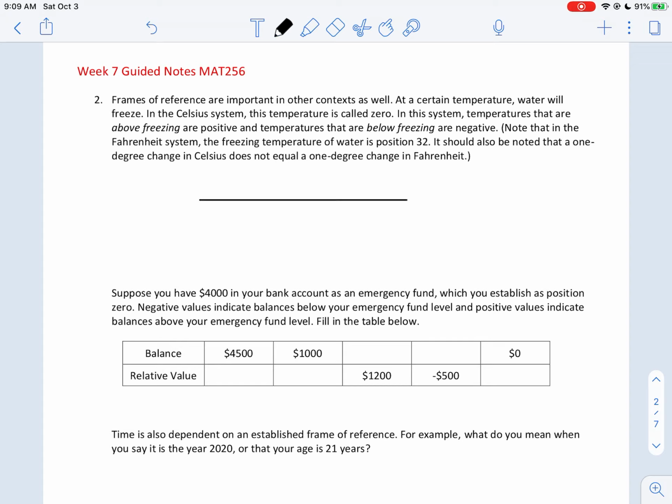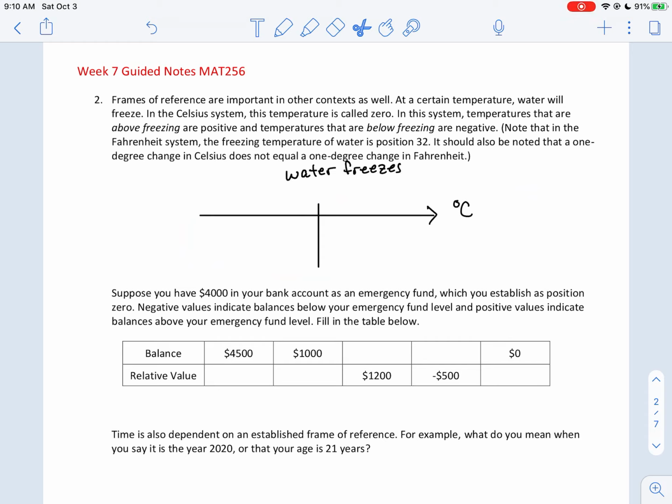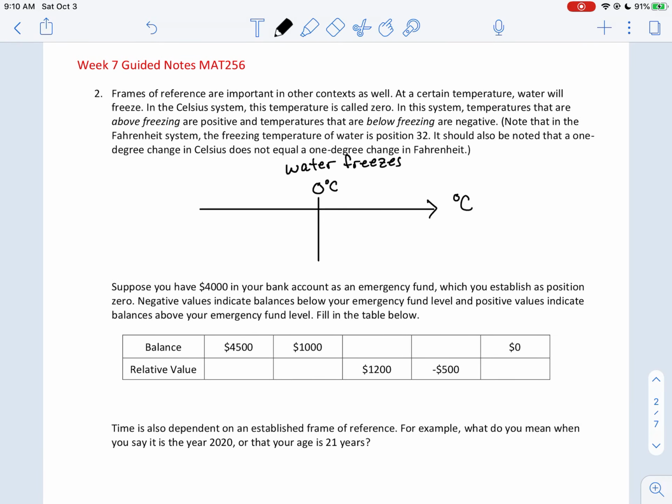So we'll say we're doing degrees Celsius. And we have this notion that water will start to freeze at a certain temperature. So I'm going to put a little hash mark right through there. That's the temperature at which water freezes. And in the Celsius system, that temperature is 0. Let me move this down a little bit. 0 degrees Celsius is where water freezes. And then if it's warmer, then we go into the positive direction. And if it's cooler, we go into the negative direction.